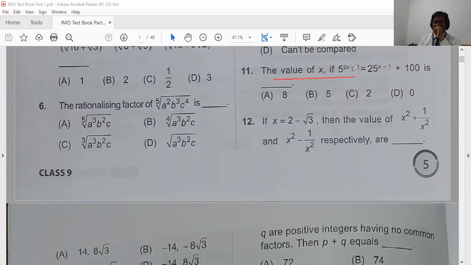Question number 11 now. The value of x, put down the value of x from here. So let us take 2. I'm taking, just wait. Let's connect to the laptop charger, otherwise it will shut down.